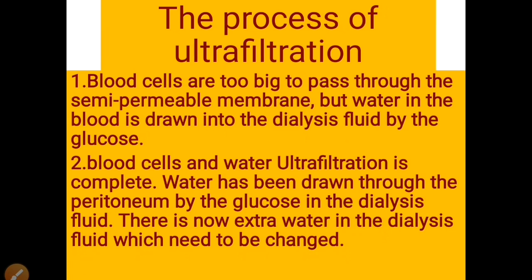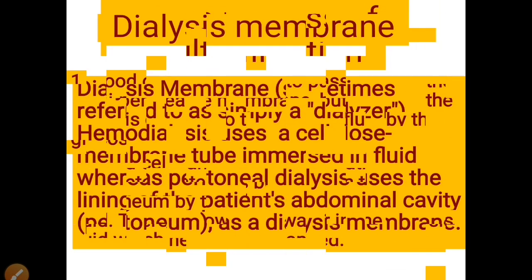And in ultrafiltration, here we can see that blood cells are too big to pass through the semi-permeable membrane, but water in blood is drawn into the dialysis fluid by the glucose. Blood cells and water, ultrafiltration is complete. Water has been drawn through the peritoneum by the glucose in the dialysis fluid. There is now extra water in the dialysis fluid which needs to be changed. So in such a way the process of ultrafiltration occurs.